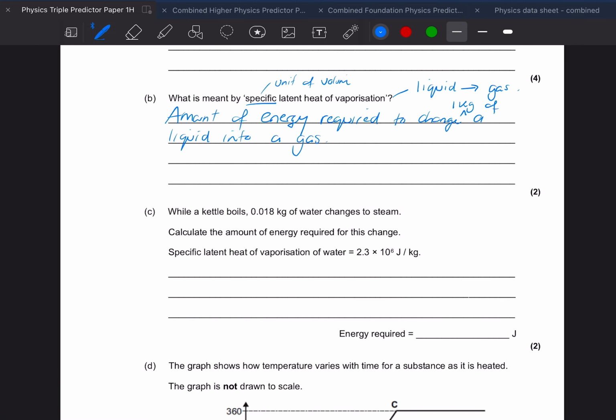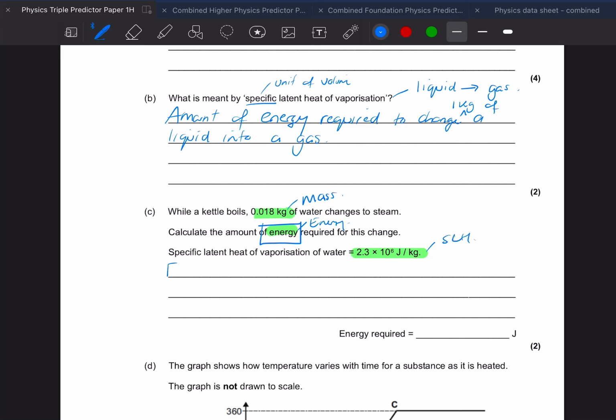Okay. When a kettle boils 0.018 kilograms, get out the highlighter, change it into steam, calculate the amount of energy required. Specific latent heat of vaporization is 2.3 times 10 to the power 6 joules per kilogram degree Celsius. Right. So we need kilograms. Yes. We need joules. That's energy. That's fine. So no conversions. That is going to be a mass. We have a mass. We need an energy. That's what we're trying to find.